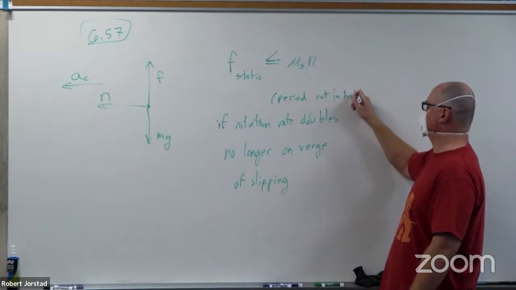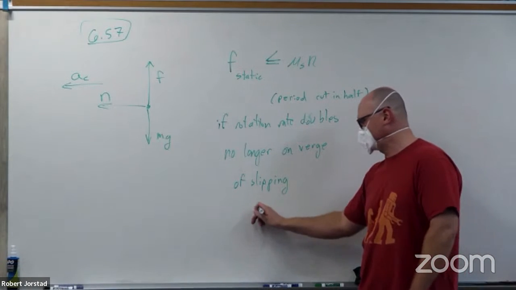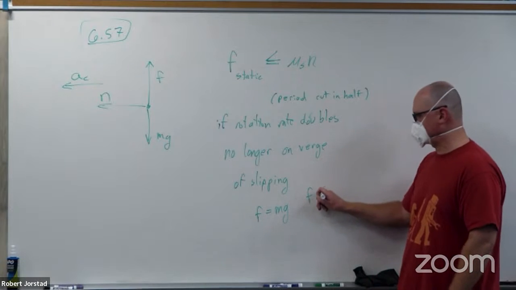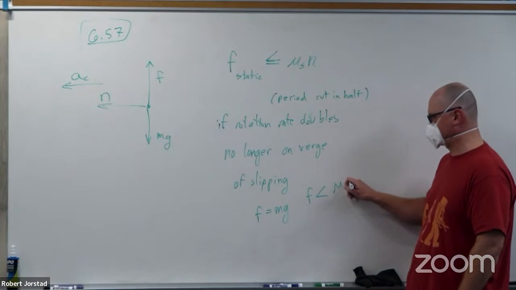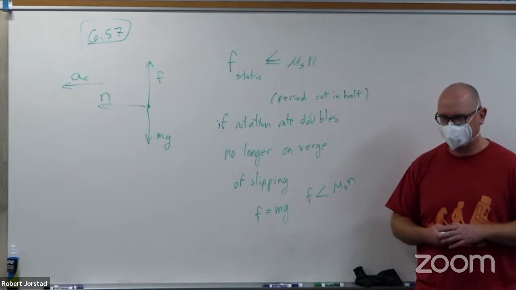If I cut the period in half, or if I double the rotation rate, we're no longer on the verge of slipping. F still equals mg. F is less than mu static times the normal force. Did that make sense? Take a second.